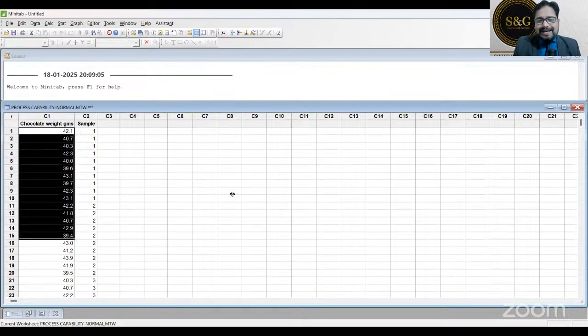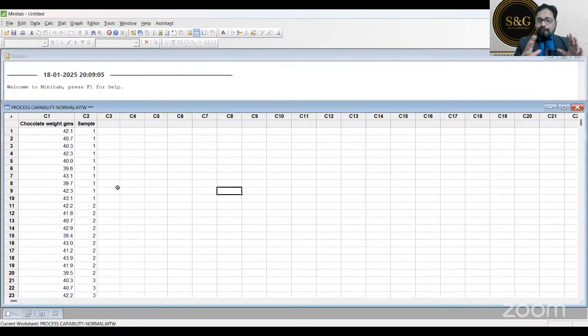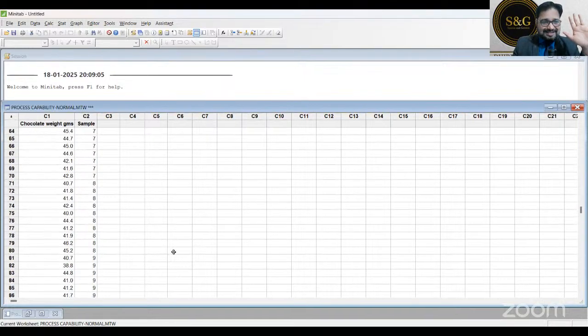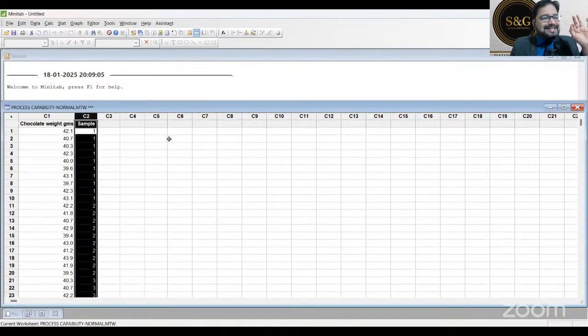Now, when it is continuous data, we find out the process capability with this. Now, understand this. First, understand the data. Total data points are 120. Can you see this? Everybody has got 120 data points. Now, in these 120 data points, there is a second column called sample.